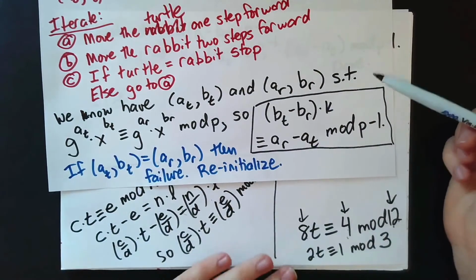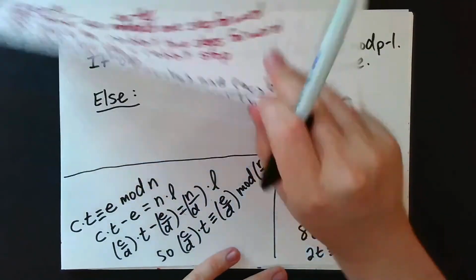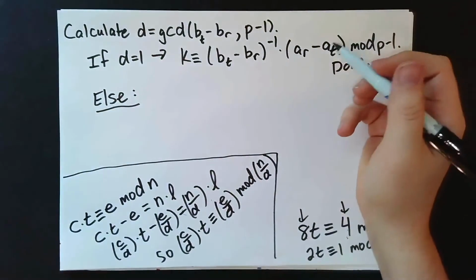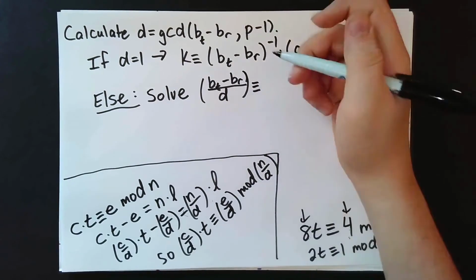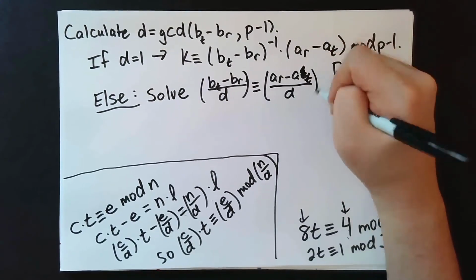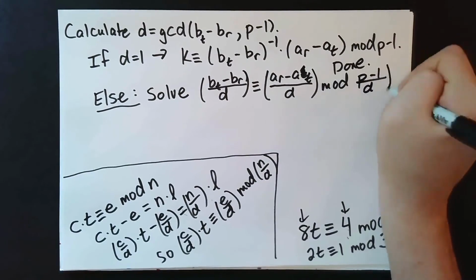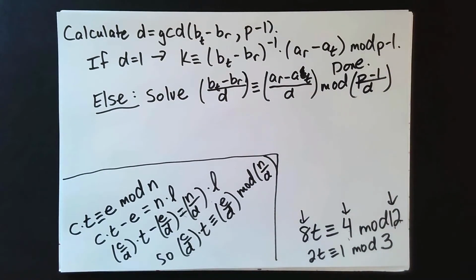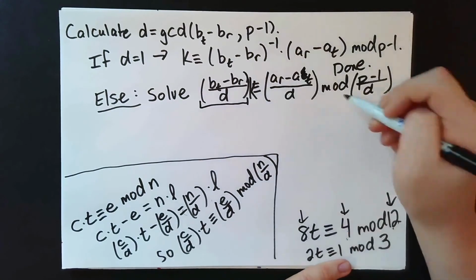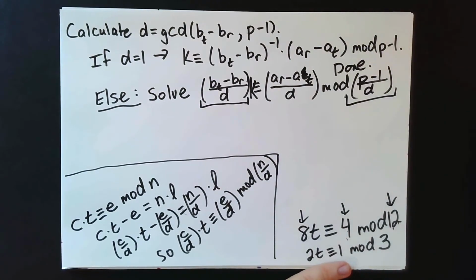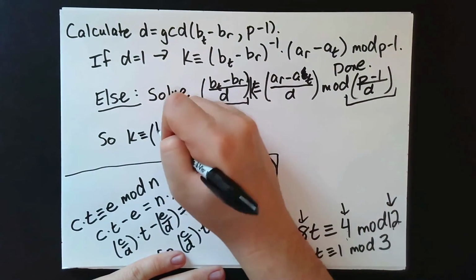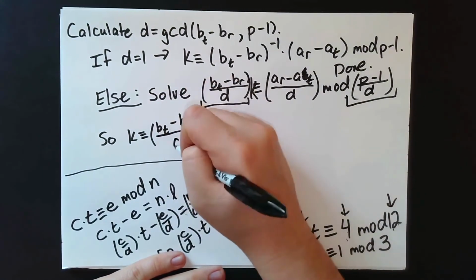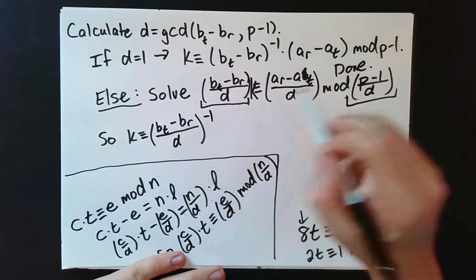And so what I have to do in that case is I have to divide all three of these terms by that GCD. And so in this case, I have to solve the equation bt minus br over d times k is congruent to ar minus at over d mod p minus 1 divided by d. And note now, the GCD of these two numbers is 1, because I divided out the GCD before, and so what I get is that k is now congruent to the inverse of this, mod p minus 1 over d, and by this I mean the integer.